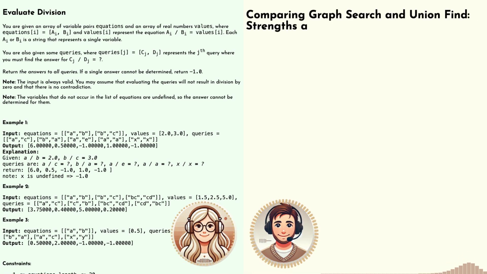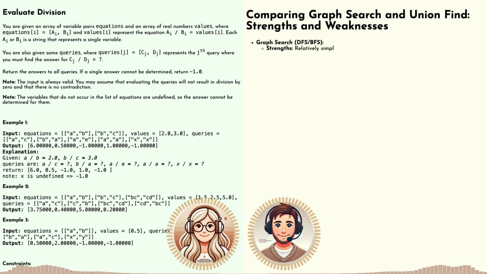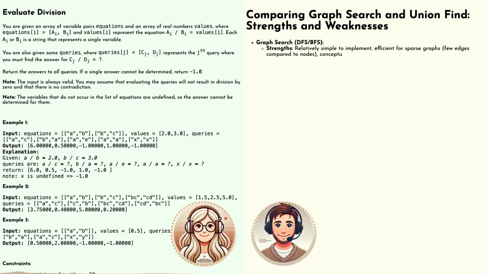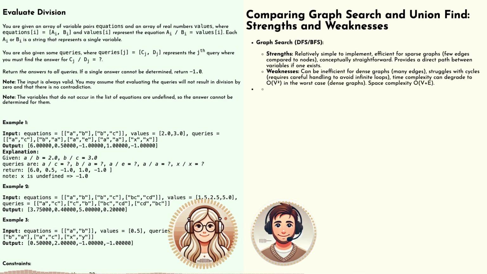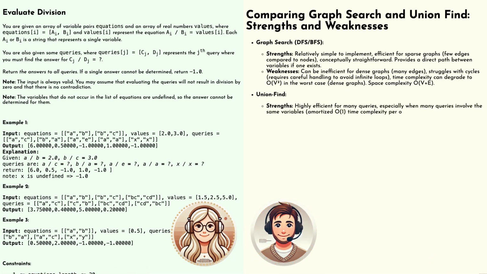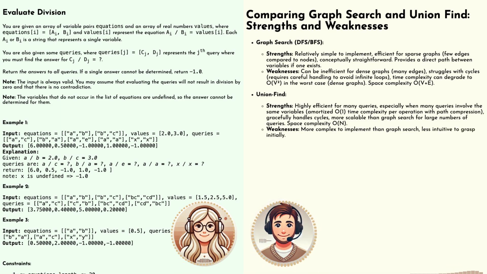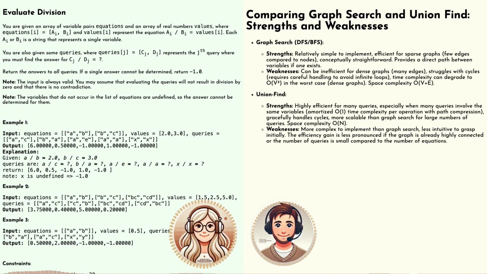Absolutely. So looking back at both solutions, how would you compare their strengths and weaknesses? What are the key takeaways for our listeners prepping for those interviews? Great question. Graph search with DFS is very visual and often easier to explain. It shines when the graph isn't too dense, meaning there aren't a ton of connections between variables. Right, like a map with clear, distinct routes between cities. But if the map is a tangled mess, DFS might get lost in the back alleys.